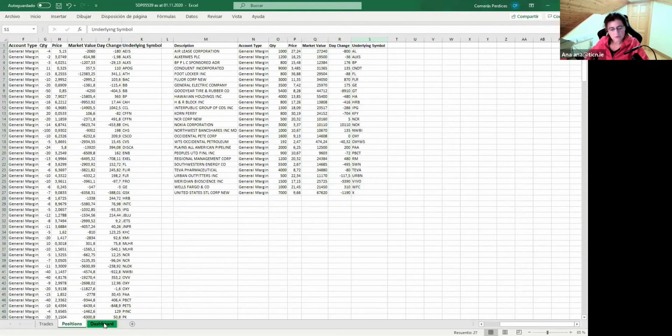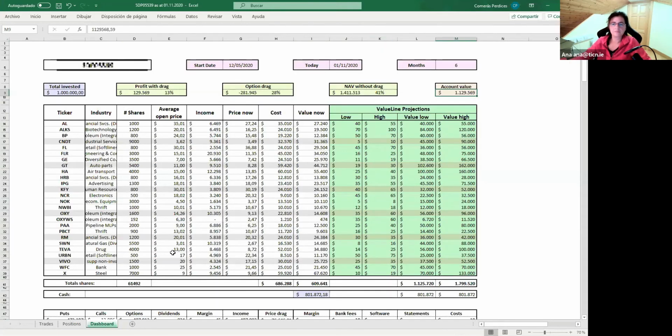Now, let's go to the dashboard, which is the third tab here. Let's start at the very top, and I'm going to do it in orange. Up here, this is the name of the account, which is 5DP, and then three figures, three numbers. Starting date is the date of the first trade, the day that the first trade was placed. Today is the day at which the photograph is taken, and here we can see the number of months that have been traded in this account.